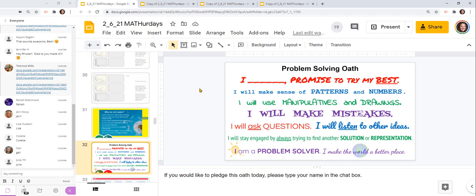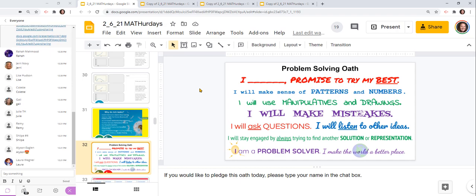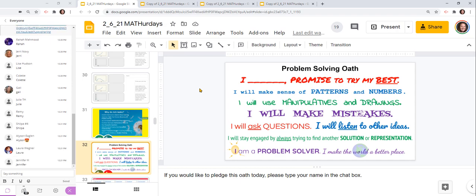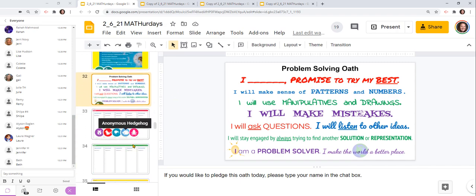If you would like to publicly make that pledge now, go ahead and type your name in the chat box. That's how you can hold yourself accountable for making sure you do this today. It's exciting to see how many problem solvers we have.